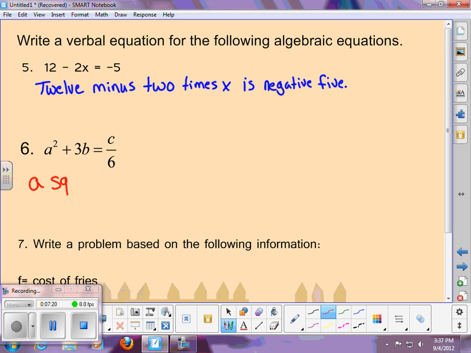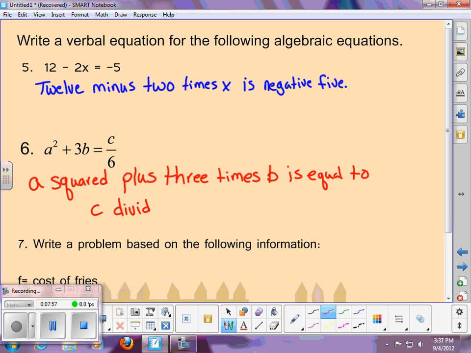a squared. You may also say a number squared or a number to the second power. I'll stick with a squared plus 3 times b is equal to, please don't say c over 6, because that does not mean a fraction in this case, is equal to c divided by 6.